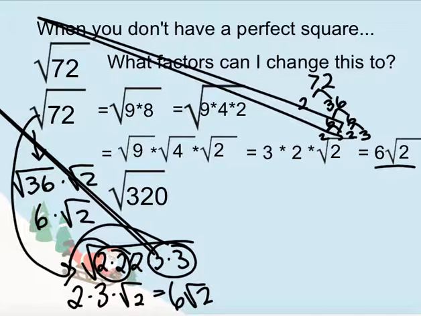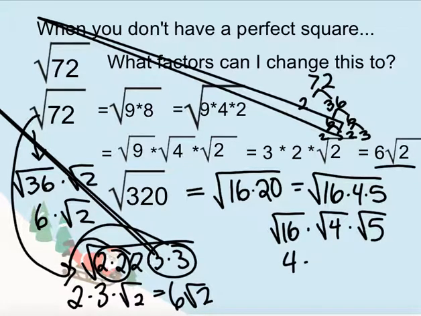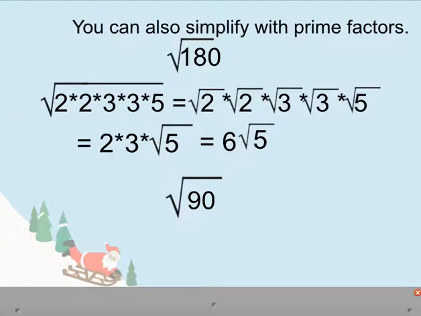So similarly, we can do any of these methods with the square root of 320. And I can say the square root of 320, well, let's see, I can break that up into 16 times 20, or the square root of 16 times 4 times 5, which means that we get the square root of 16 times the square root of 4 times the square root of 5. So 4 times 2 times root 5 is 8 root 5. Okay, so this is a method to simplifying our radicals.